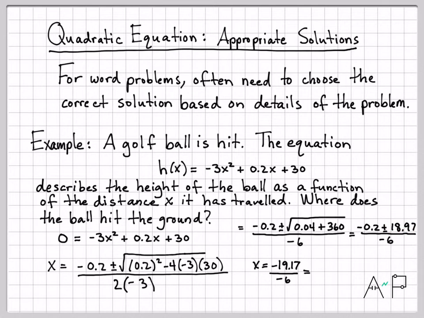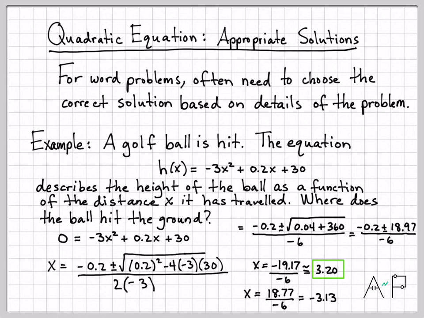And now we can figure out what the different solutions are. One is minus 0.2 minus 18.97, which gives us minus 19.17. Divided by a negative 6, we get about 3.20. So that's one of the answers. And then the other answer is a negative 0.2 plus 18.97, which is 18.77. And then divide by a negative 6, we get a negative 3.13.